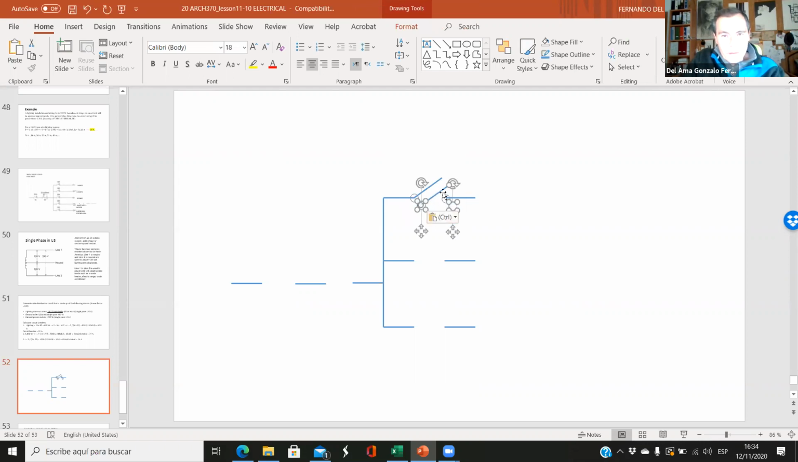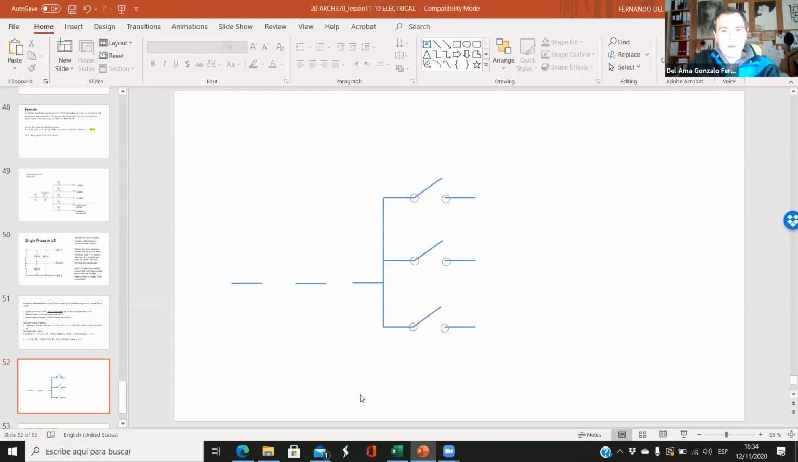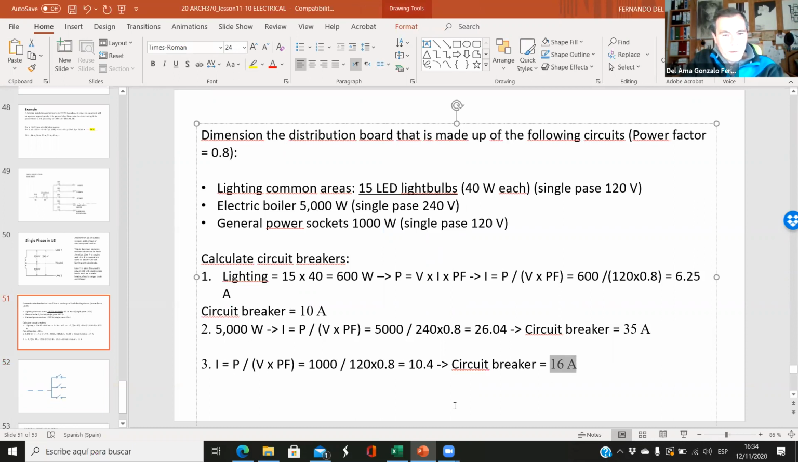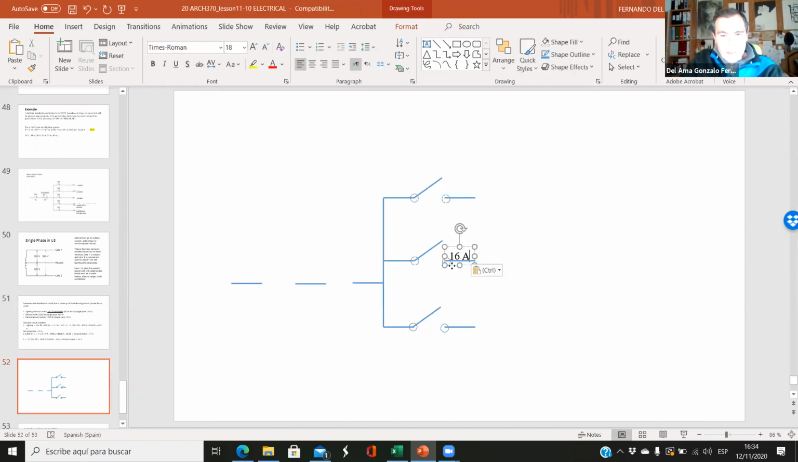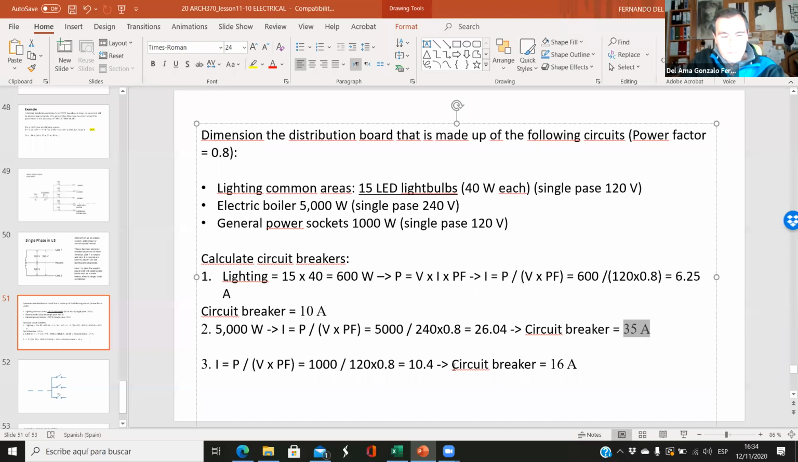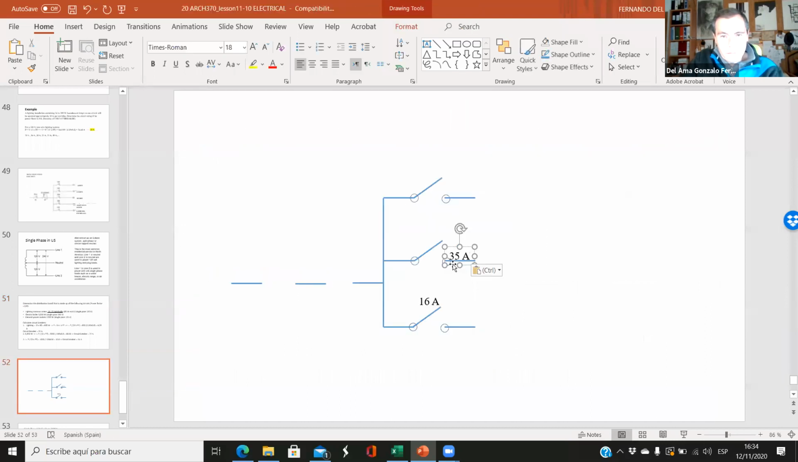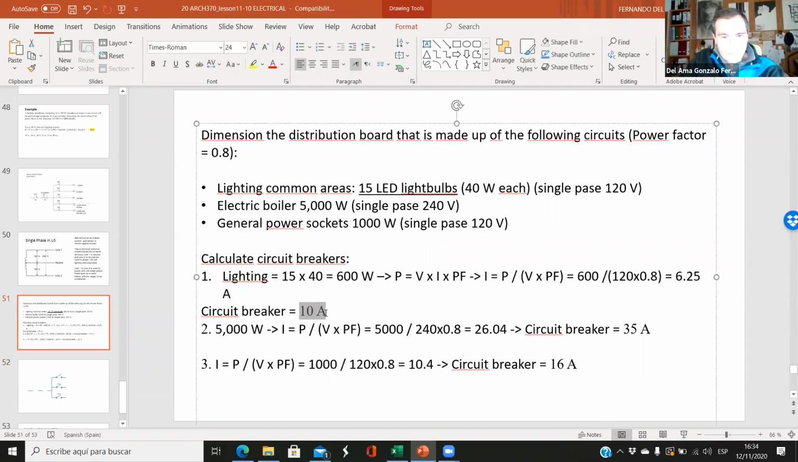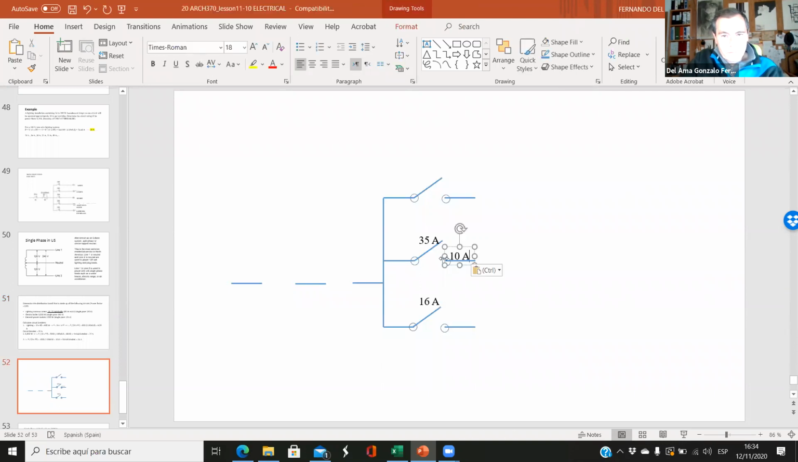So we can copy this here and this here. Okay, and now we need to type the values. So this one is 16 amperes. The other one was 35. And this one is 10. Okay, very simple.